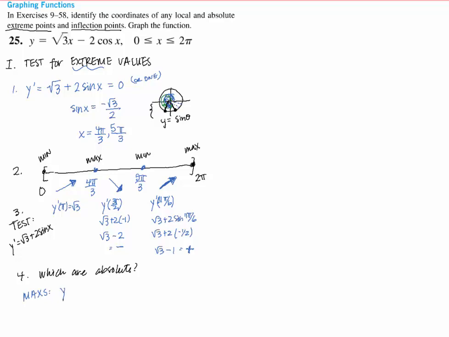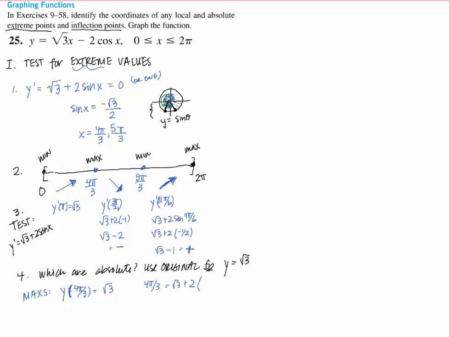The y value at the first max, 4 pi over 3, is the square root of 3 plus 2 sine 4 pi over 3. No, the cosine, original function. Excuse me, I was referring to the first derivative.